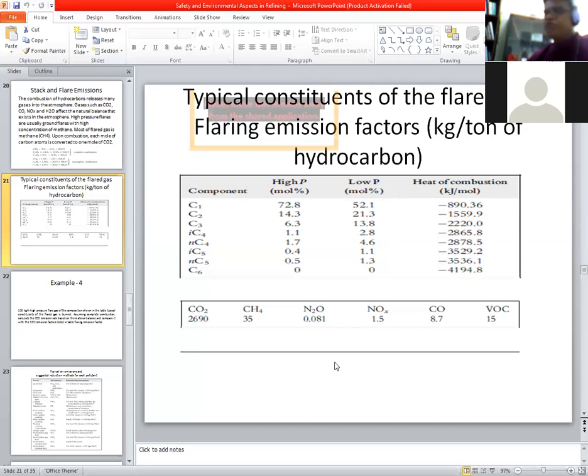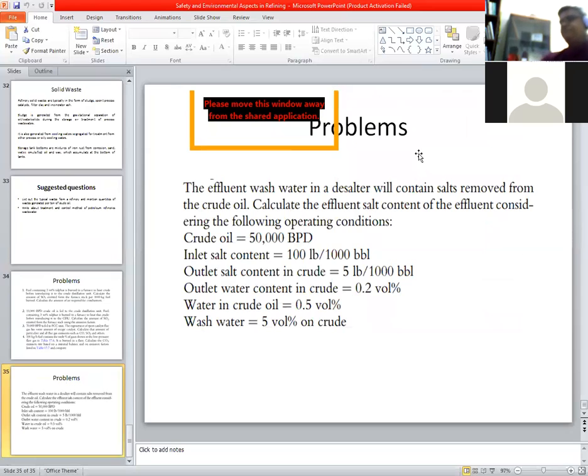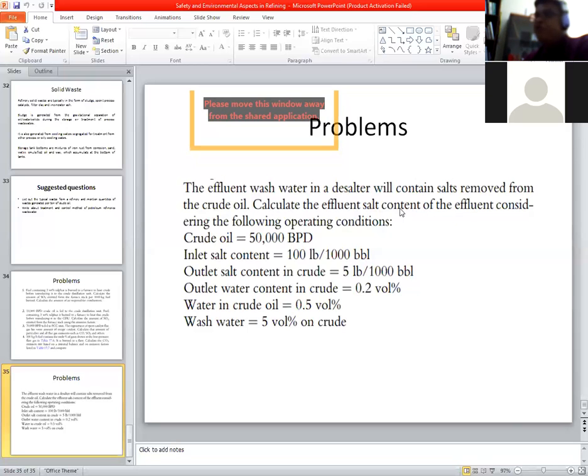Now I have to go for the last calculation, related to the wastewater pollutants. Here, see, we have to calculate the effluent salt content in the effluent water. Please check very carefully. Calculate the effluent salt content of the effluent water.